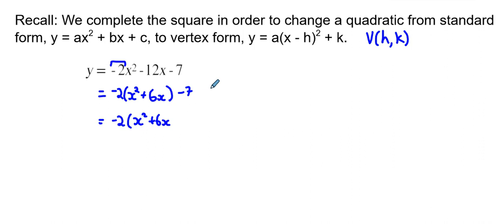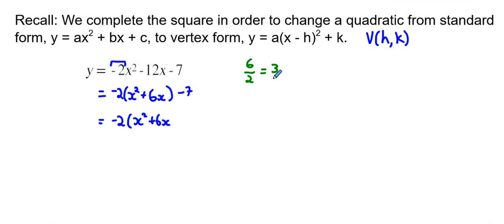So our next step is to take a look at this value here, the 6 in this case, the value in front of the x term, and we're going to take that value and divide by 2. And that's going to give us 3. This might not always give us a whole number. It is quite possible that it will give us a fraction. That's okay.